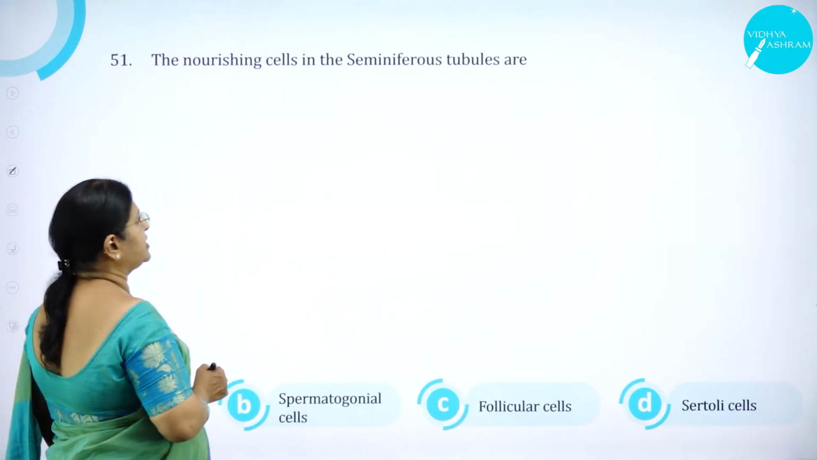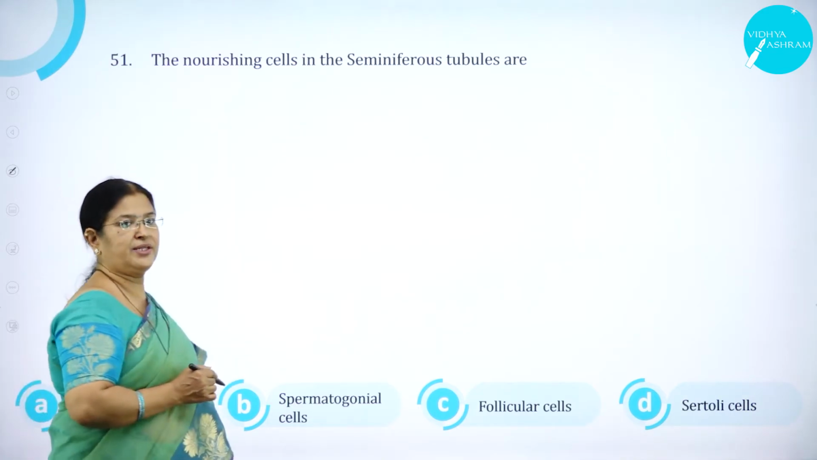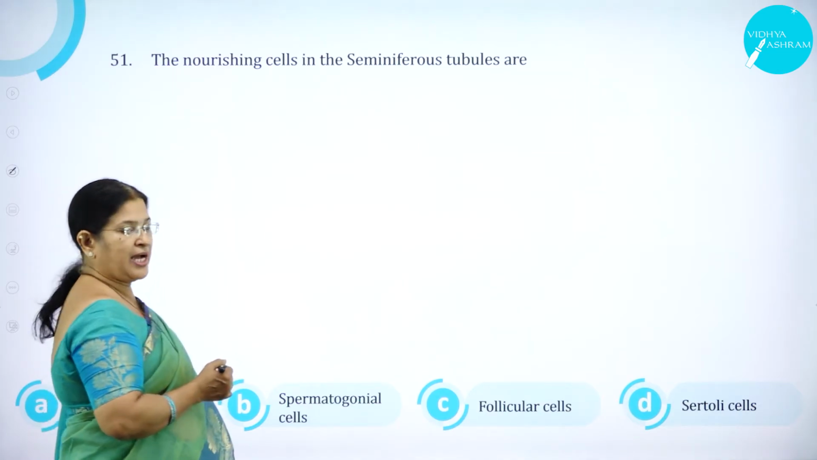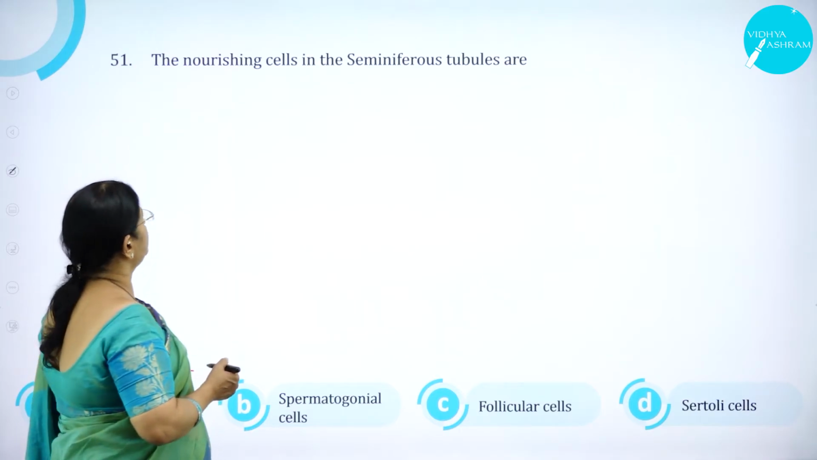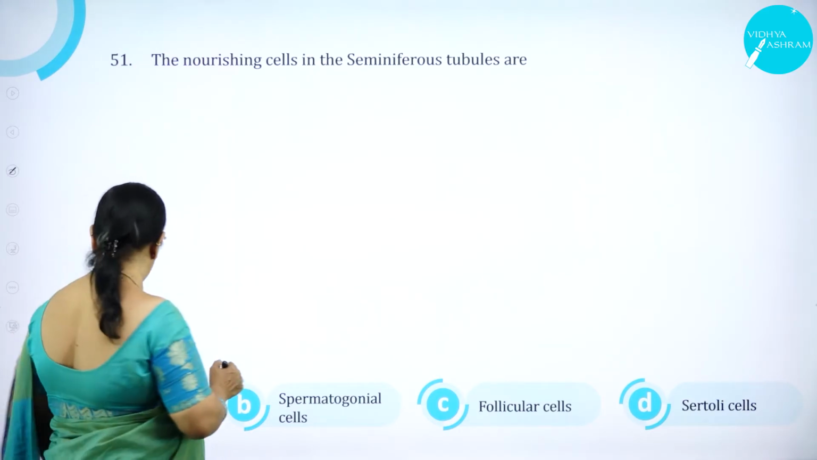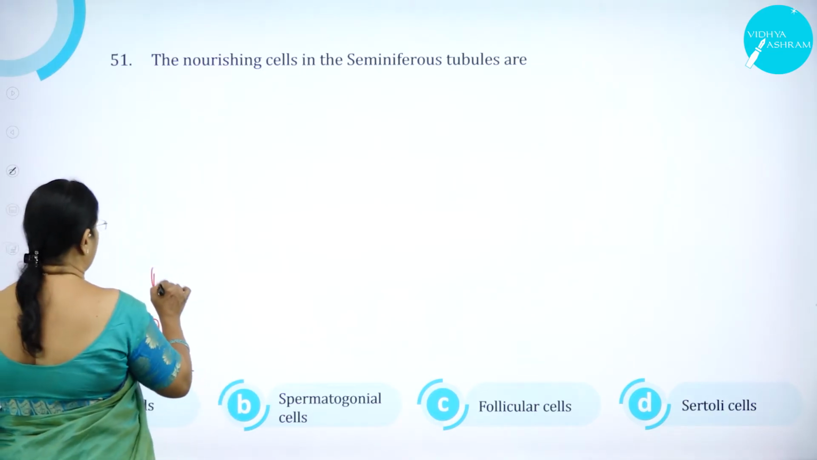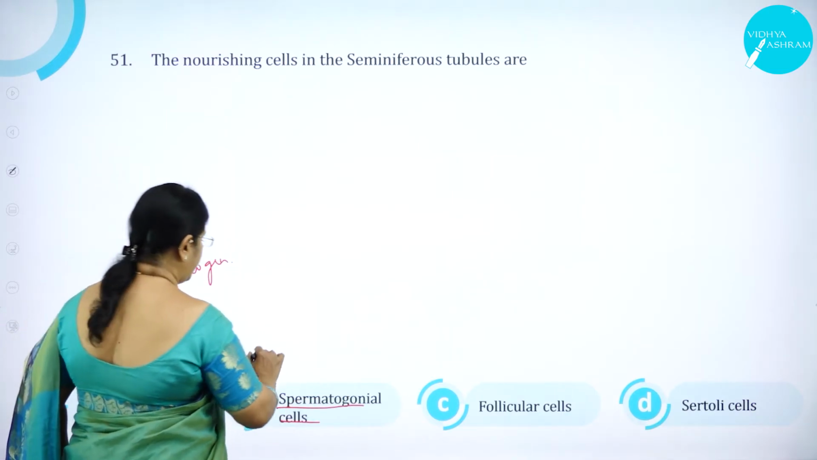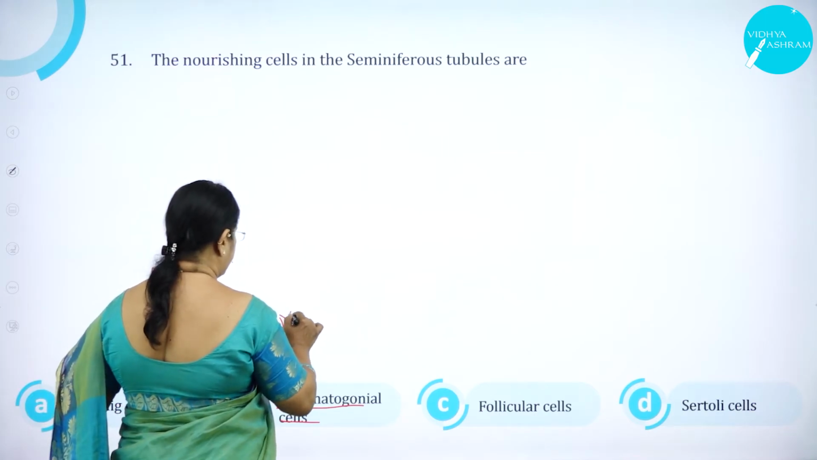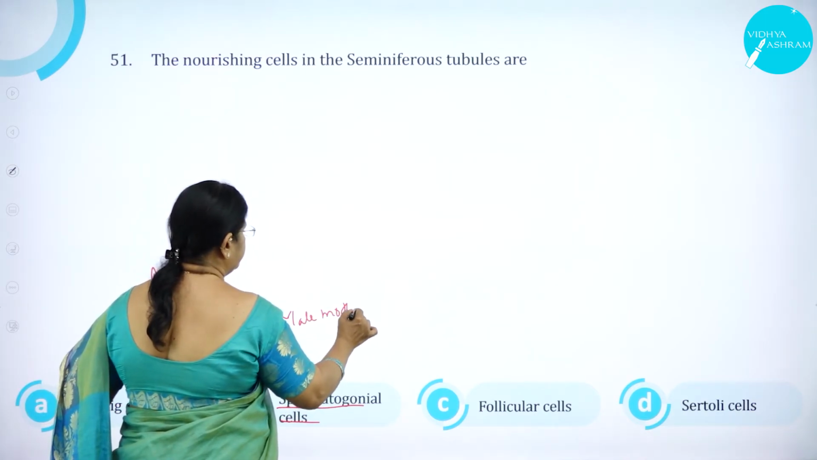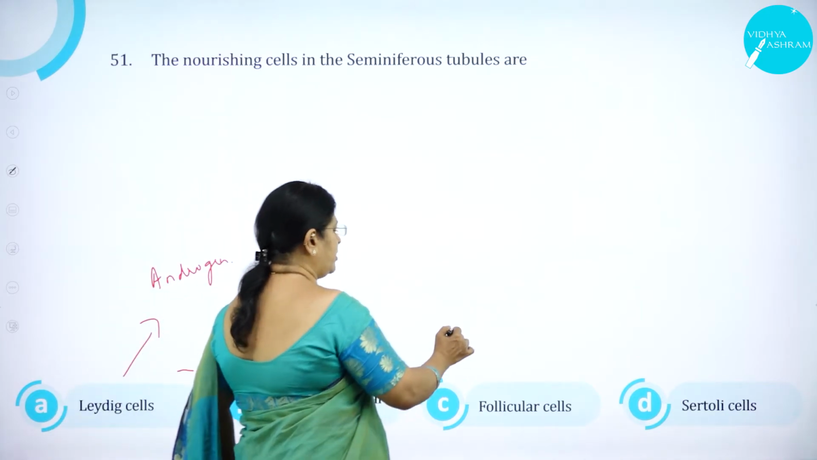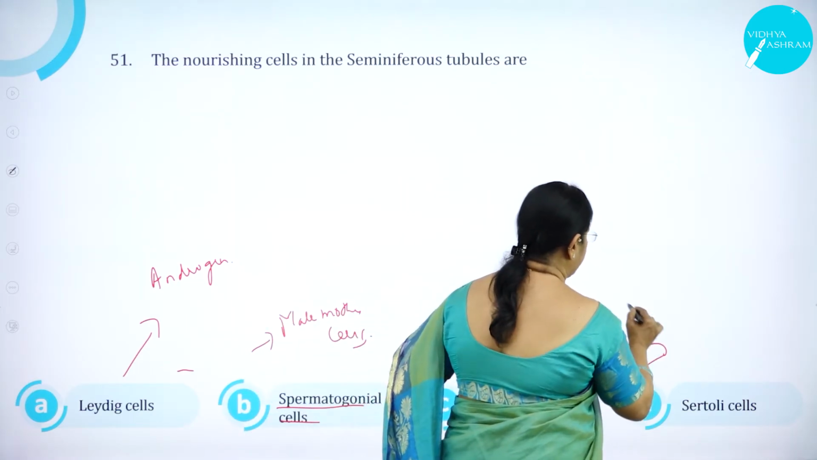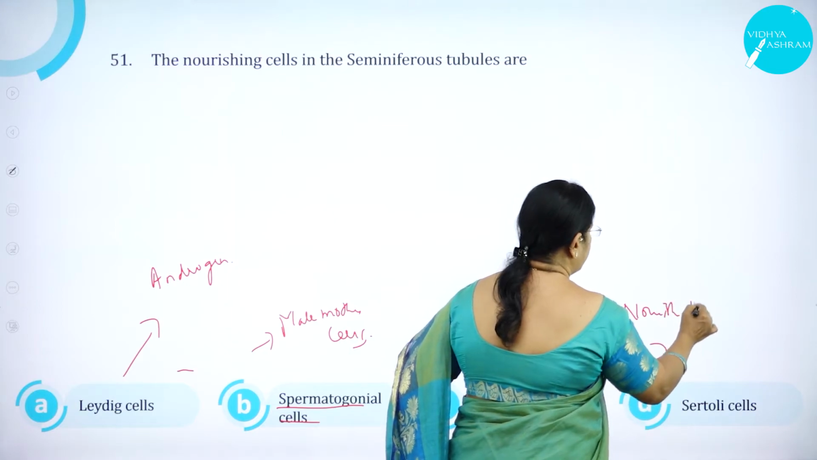The nourishing cells in the seminiferous tubules. Hope you remember, in human reproduction, when you studied the male reproductive system, the highly coiled structures are called seminiferous tubules. Leydig cells produce the male hormone called androgen. Spermatogonial cells are the male mother cells. Follicular cells are female cells. Sertoli cells are the cells which nourish the seminiferous tubules.